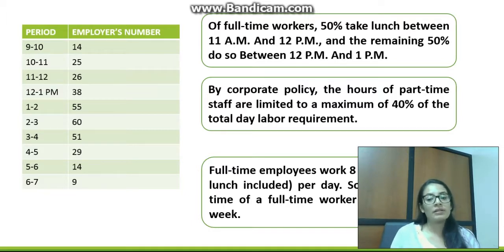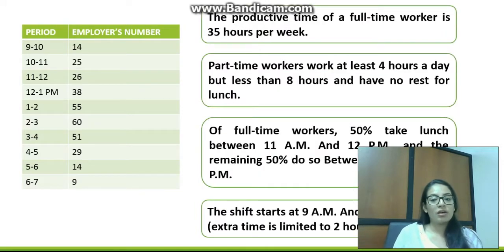A full-time worker, 1/2, takes lunch between 11 a.m. and 12 p.m. and the remaining 1/2 do so between 12 and 1 p.m. Per corporate policy, the work of part-time staff is limited to a maximum of 1/4 of the total day requirement. Full-time employees work 8 hours, 1 hour for lunch included, per day. So the work time of a full-time worker is 35 hours per week.